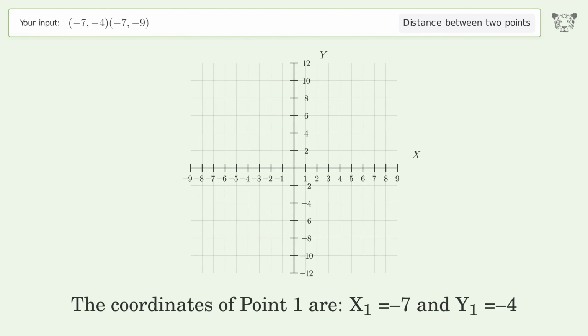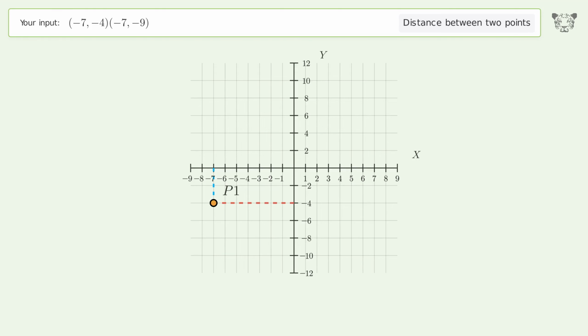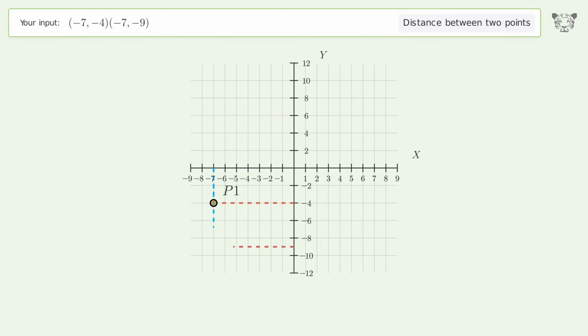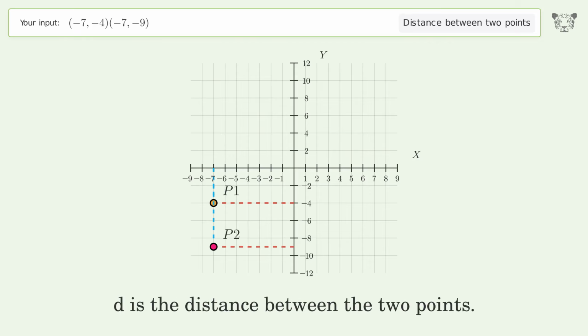The coordinates of point 1 are x1 equals -7 and y1 equals -4. The coordinates of point 2 are x2 equals -7 and y2 equals -9. D is the distance between the 2 points.